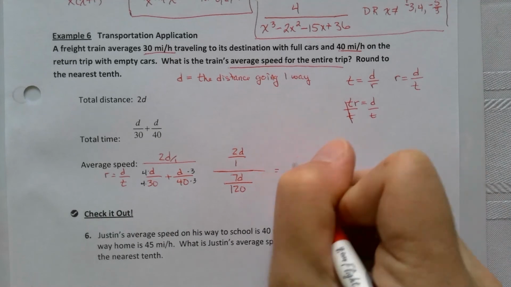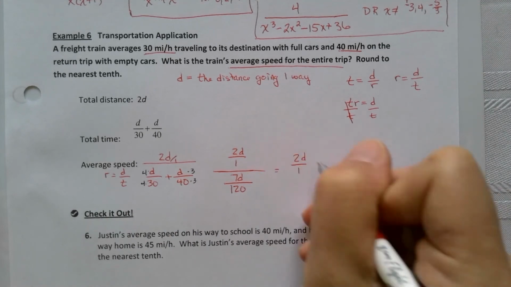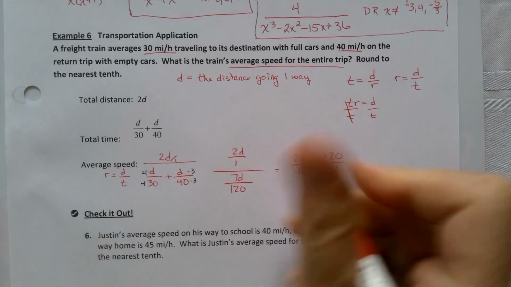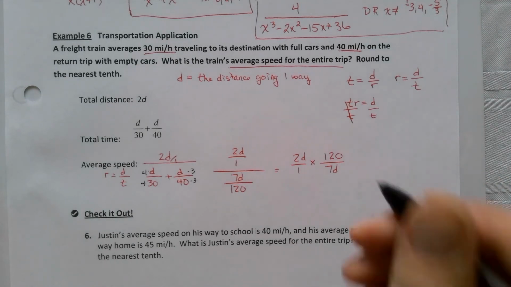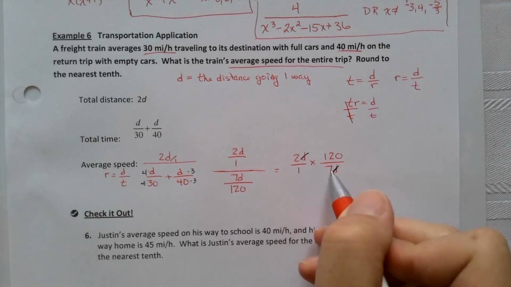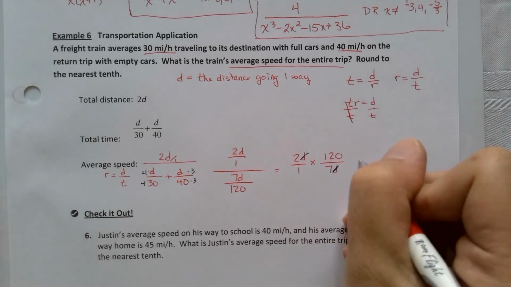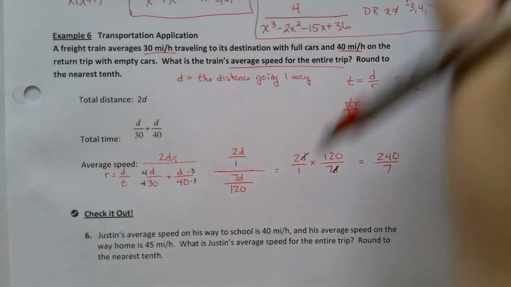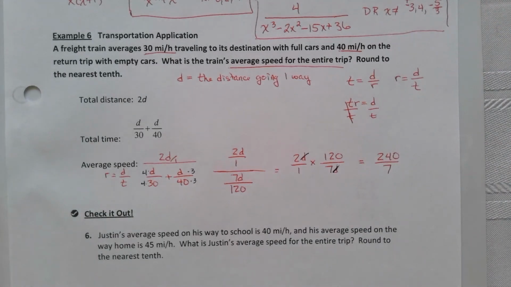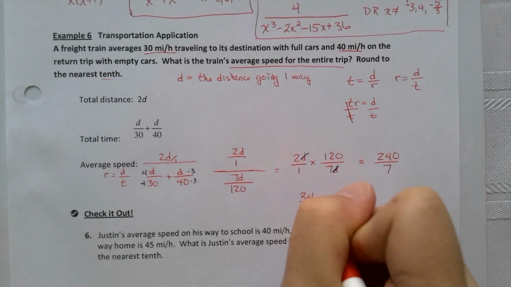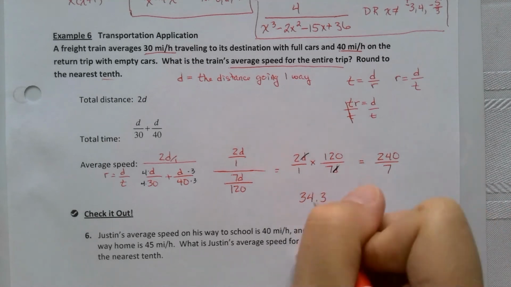Okay, so keep my numerator over 1. I like to build that, times the reciprocal, 120 over 7D. And so the D's are actually going to cancel. The 2 has nothing to cancel, and the bottom with the 120 has nothing. So my answer here is 240 over 7. Now, if we go back to the directions, it said to round to the nearest tenth. So if I take 240 divided by 7, I get about 34.3. All right, so that's close to 35, but it's not 35.